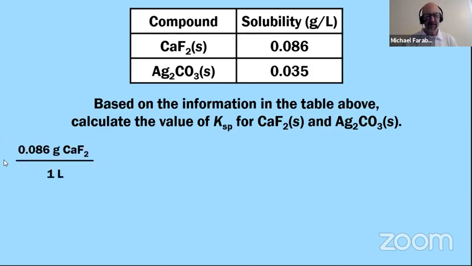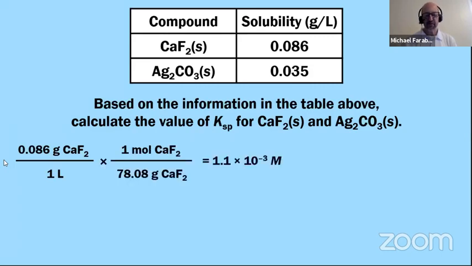So the molar mass of CaF2 is calculated, and this will take me from grams per liter to moles per liter. Now, does the 1.1 times 10 to the negative 3 moles per liter refer to the concentration of the calcium ion? Or does that 1.1 times 10 to the negative 3 moles per liter, is that the concentration of the fluoride ion? Think about that.